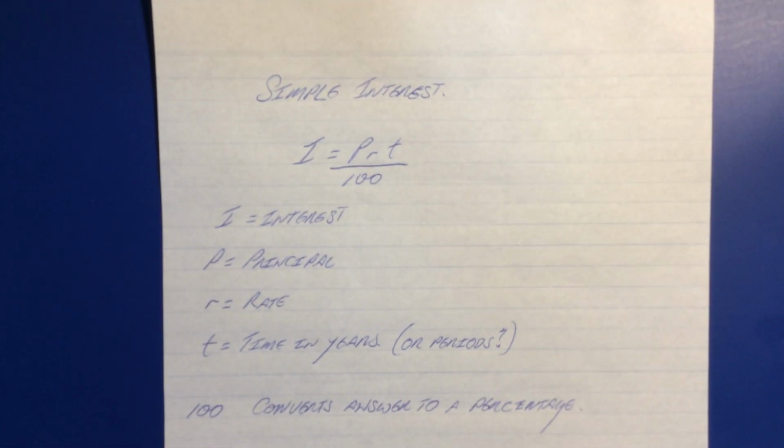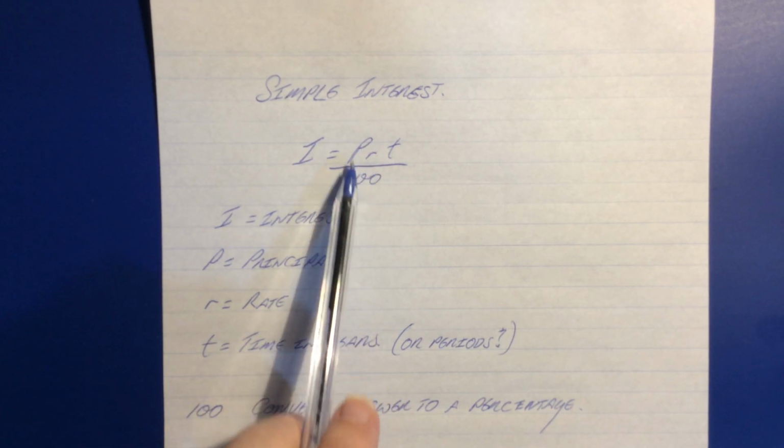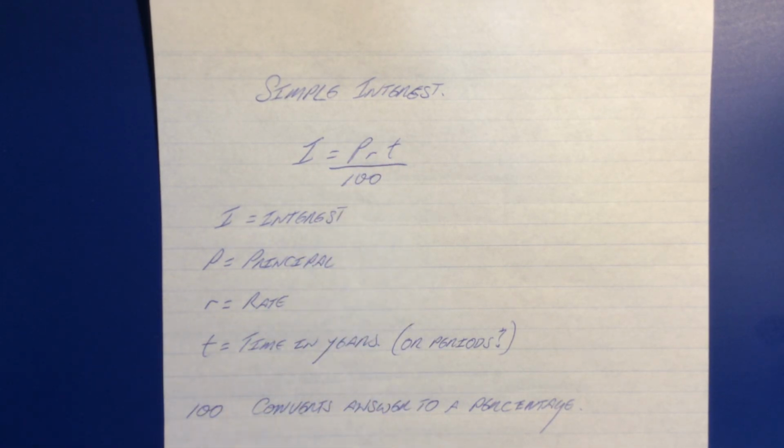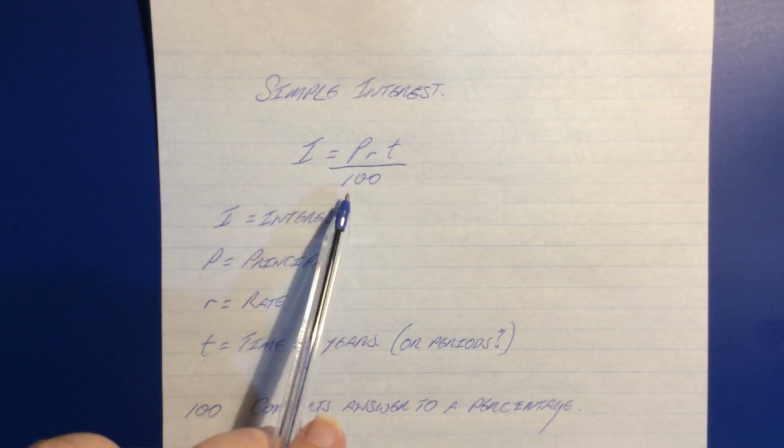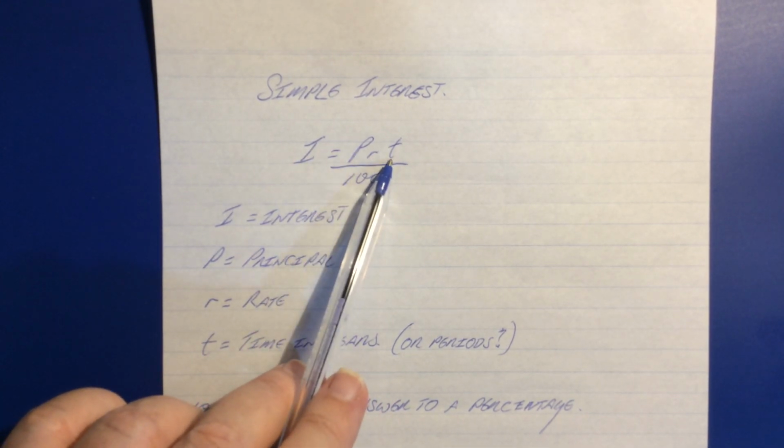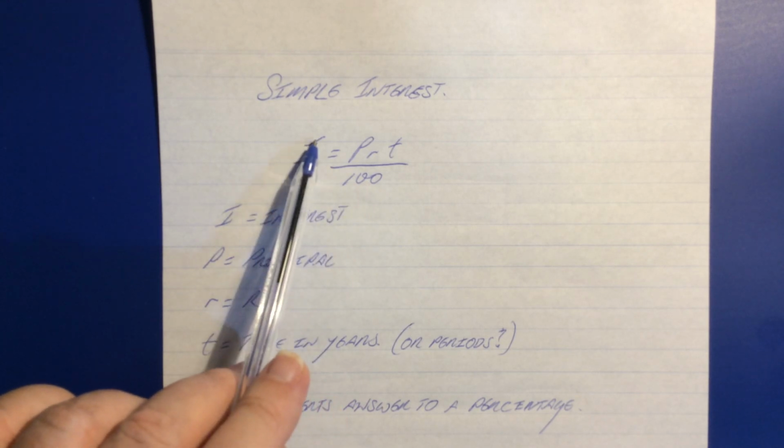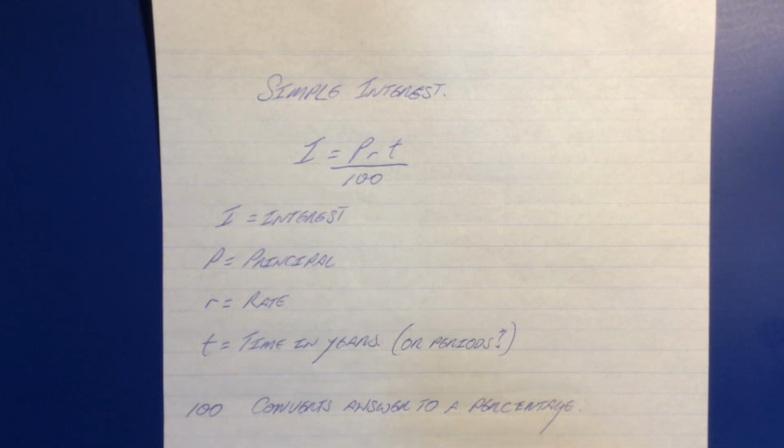And the 100, which I should explain just for the sake of completeness, converts this to a percentage. It converts the answer that you get here, P times R times T, to a percentage so that you've got what you would regard as a meaningful number.